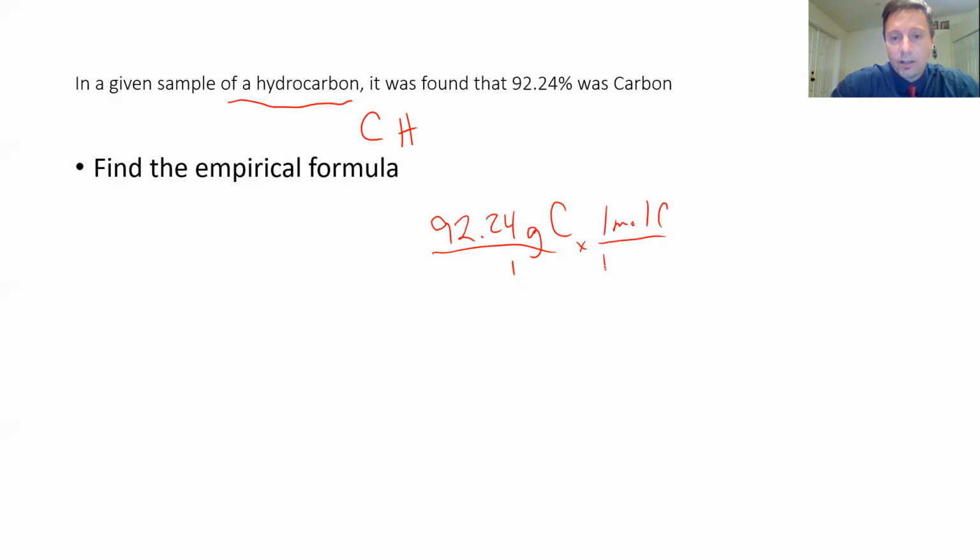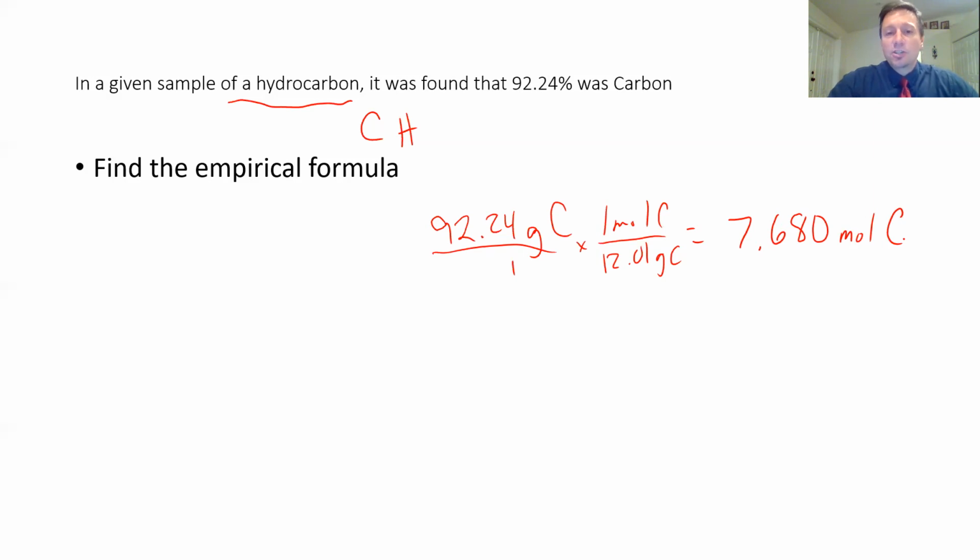A mole of carbon is 12.01 grams carbon. So if I do that, I have 92.24 divided by 12.01, and I have here 7.680 moles of carbon. So I had 4 sig figs.